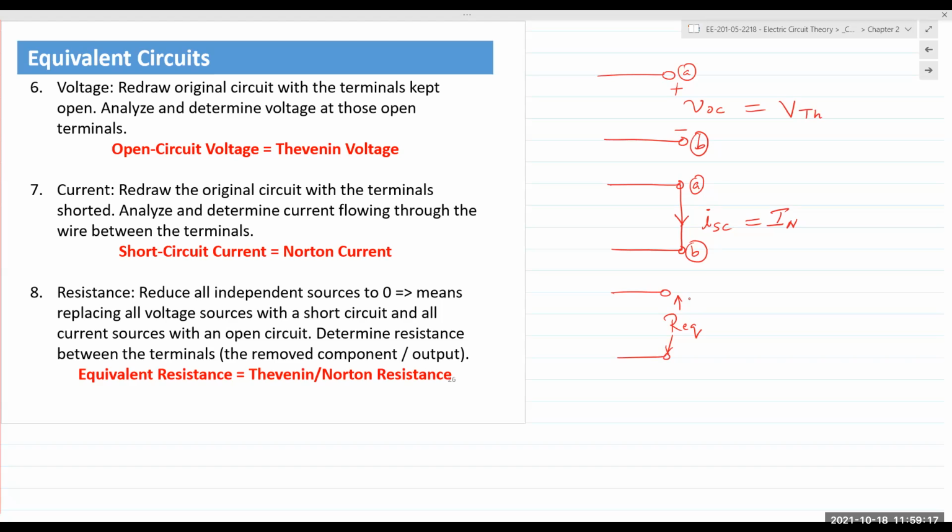At the beginning of chapter 2, you learned how to find Req. Reduce the entire circuit of resistors down to one single resistance. And that is your Thevenin resistance. So Req is your RTH. And then you can verify your answer by using Ohm's law. VTH is equal to IN times RTH.